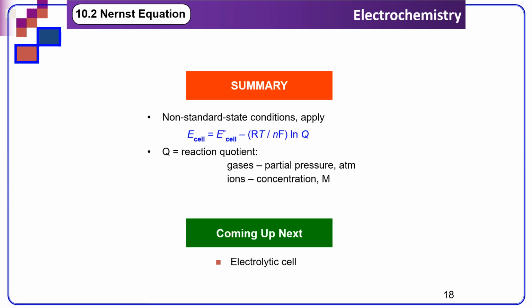So, for summary, for non-standard state conditions, we apply the Nernst equation. This is the original formula of the Nernst equation. What is Q? Q is the reaction quotient. In the reaction quotient, if it is a gas, we put in its partial pressure in atm. If it is an ion, we put in its concentration in molar. Okay, so see you in the electrolytic cell part 3. Thank you.